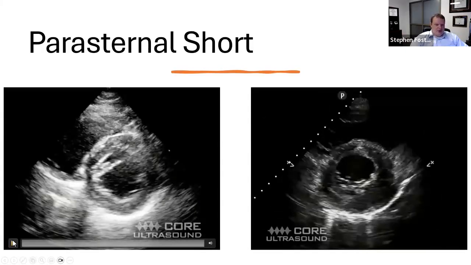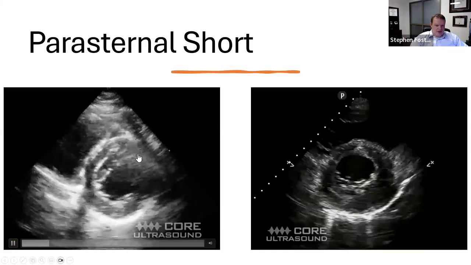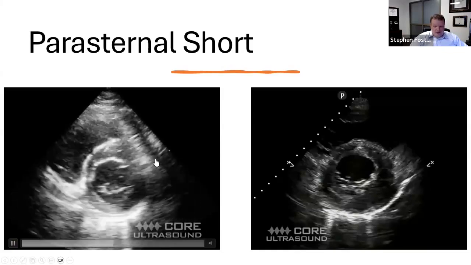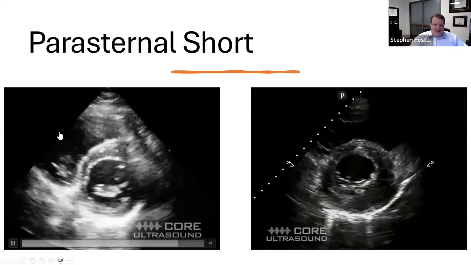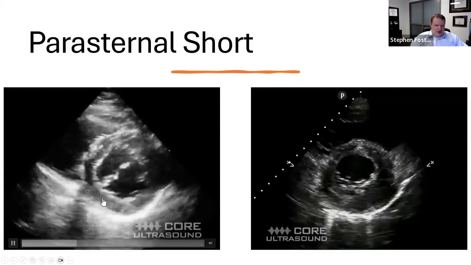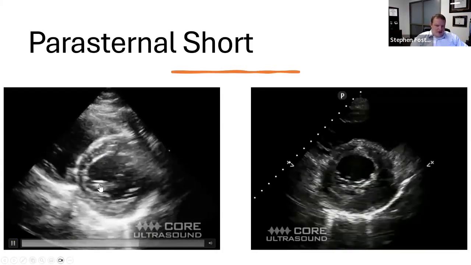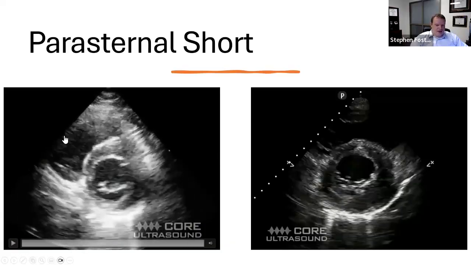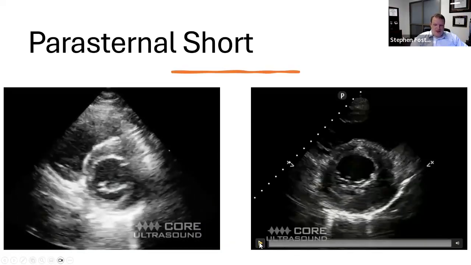Same thing with the parasternal short. Now we're cutting straight through the heart. Left ventricle over here, right ventricle over here, and we're looking for the same thing. Is the heart squeezing equally all the way around? Do the valves look like they're working well? And then you're just comparing left to right as well.